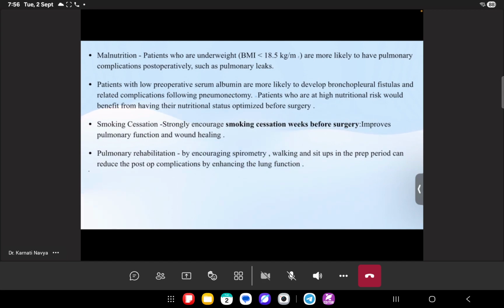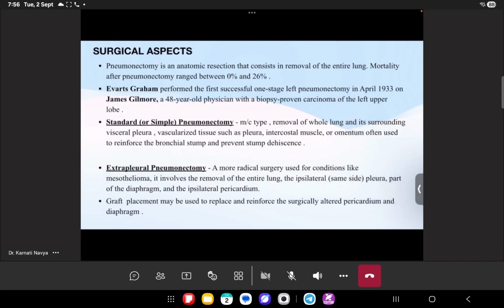Smoking cessation is strongly indicated weeks before surgery. It improves the pulmonary function and also wound healing. Pulmonary rehabilitation by encouraging spirometry and walking in the pre-op period can reduce the post-op complications by enhancing the lung function of the normal lung. Surgical aspects.